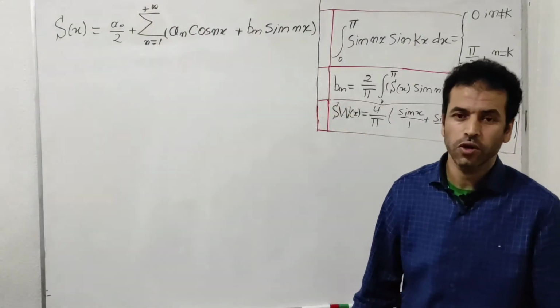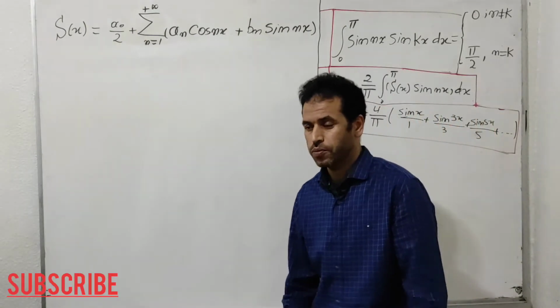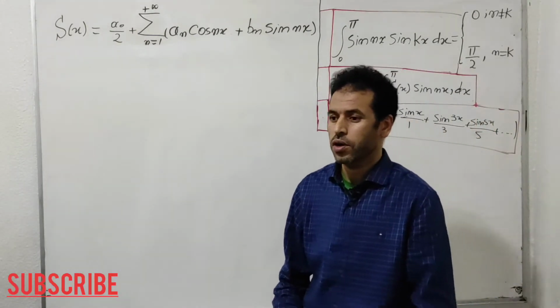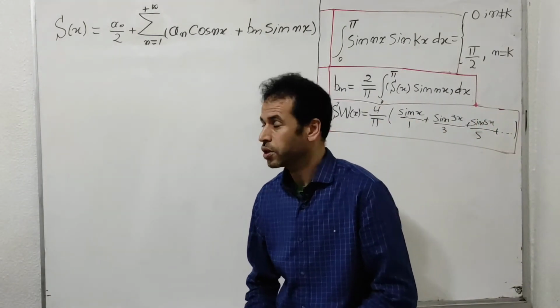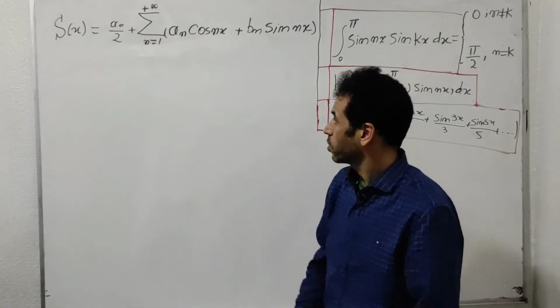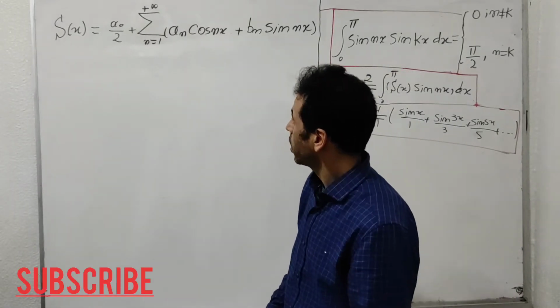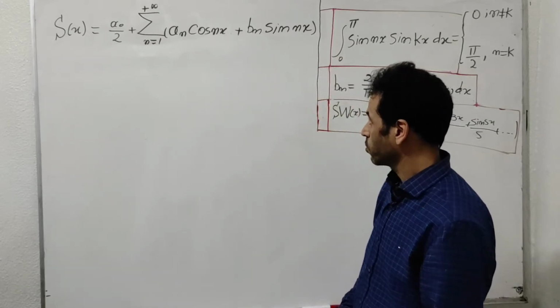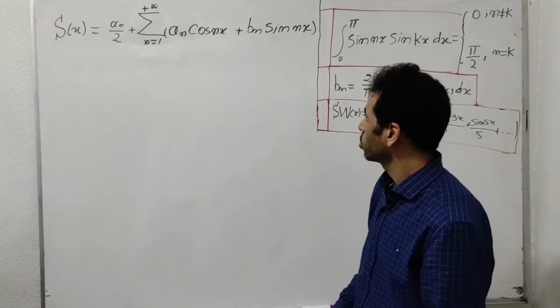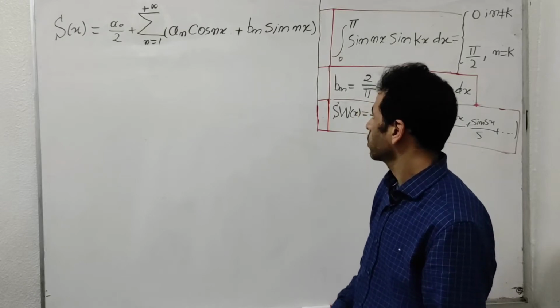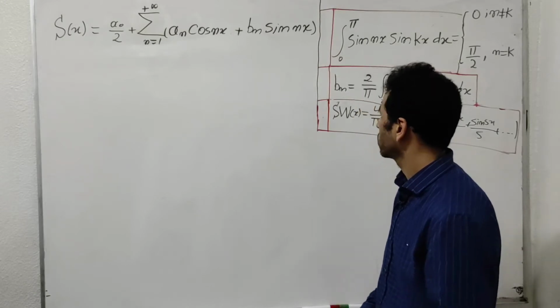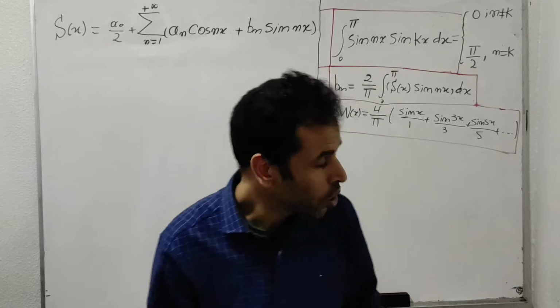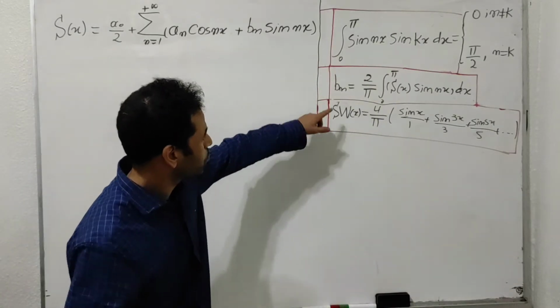Hi, in today's video I would like to introduce you a very nice proof regarding the Fourier series coefficient. As the following function shows, s of x equals a sub 0 over 2 plus the sum as n goes from 1 to infinity, a sub n multiplied by cosine nx plus b sub n multiplied by sine nx. Our goal is to prove these two identities.